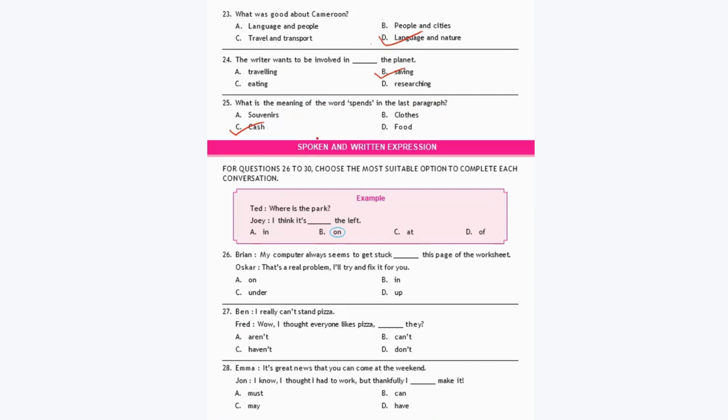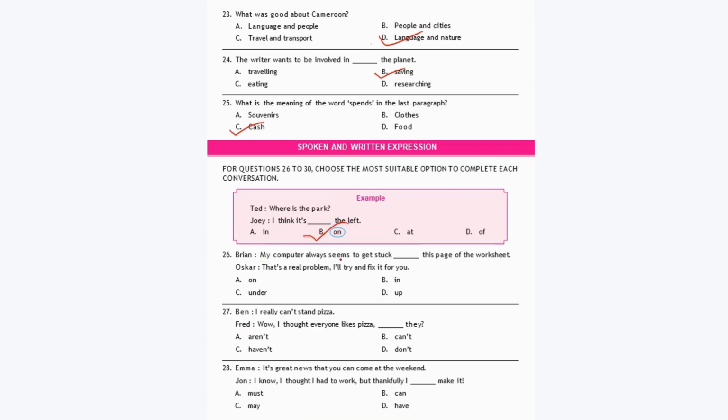Okay, now comes your third section, which is called spoken and written expression. For questions 26 to 30, choose the most suitable option to complete each conversation. Okay, for example, if the conversations are given like Ted, where is the park? Joy, I think it's dash the left. Okay, you need a correct word here, like it's on the left. Okay, so you have to complete the conversation based on the correct option.